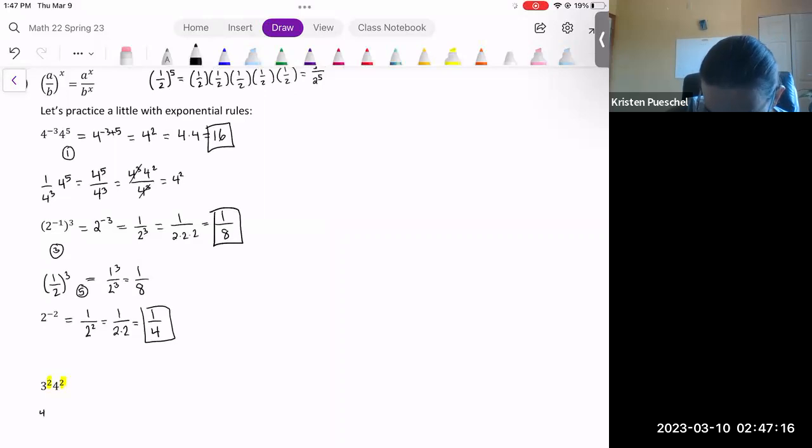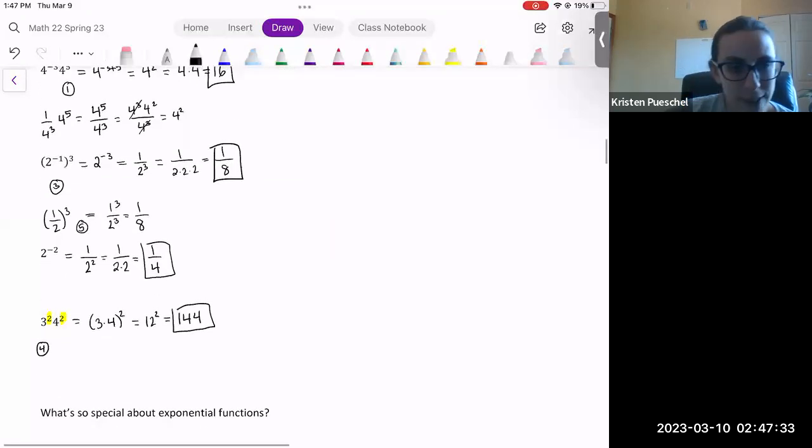Okay, so here we're using rule 4. This is the same thing as 3 times 4 squared, or 12 squared. And 12 squared is equal to 144. All right, great.